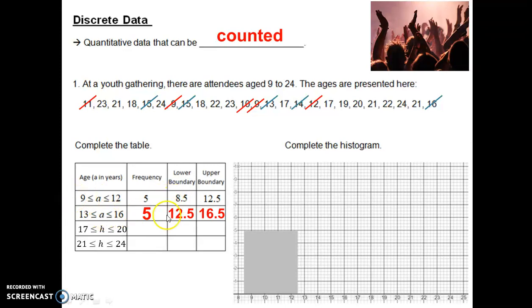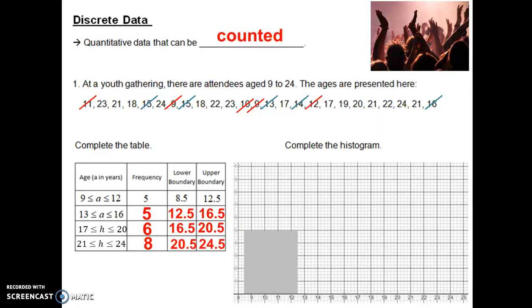So here, notice, our lower boundary is what lies between 12 and 13, 12.5, and our upper boundary is what would lie between 16 and the next number, which is 16.5. So now count up how many ages you have between 17 and 20, and then give me the lower and upper boundaries there as well. Hopefully you got 6, and then 16.5, 20.5 are our boundaries.